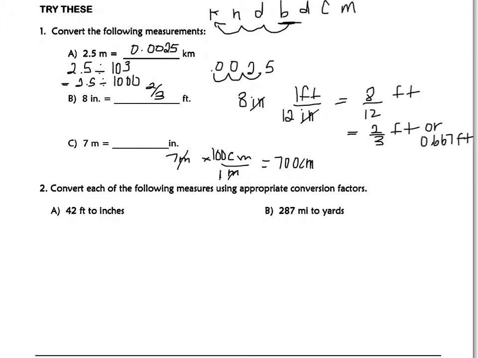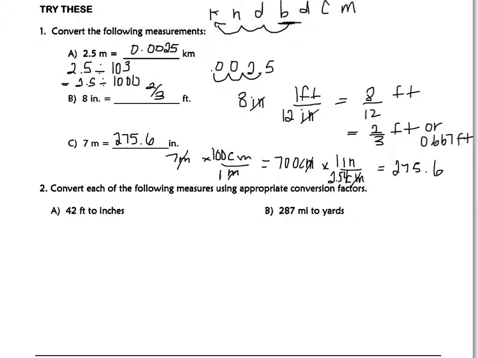And then you want to convert that to inches. So you want the inches to be in the top and the centimeters to be in the bottom. And you know that 1 inch is 2.54 centimeters. So the centimeter unit will cancel, and you're left with 700 divided by 2.54, which is 275, if you do that on the calculator, 275.6 if you round it off to 1 decimal place. So that would be 275.6 inches.